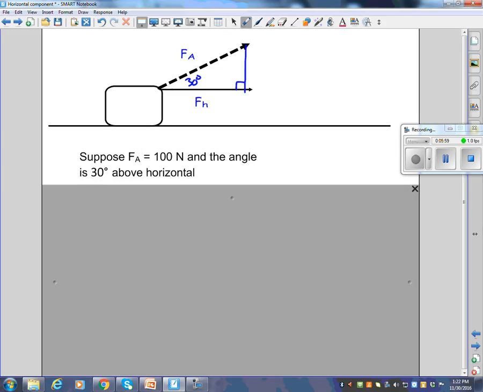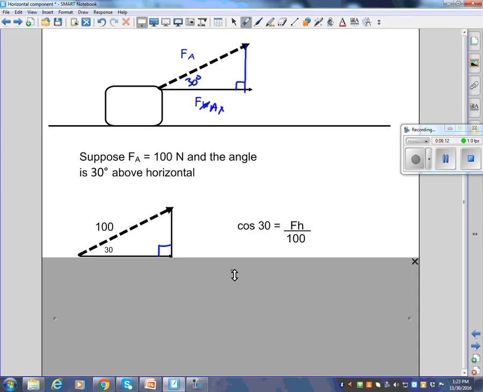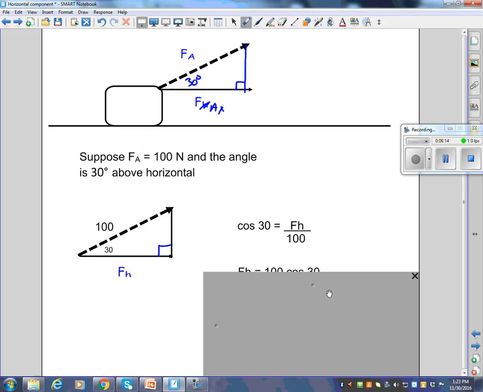You just pull the calculator out. Suppose FA is 100 and the angle is 30 degrees above the horizontal. So how do we find FH? Oh, I got FH again, don't I? FAX. How do I find it? Oh, there's my picture again. You're not going to redraw it, are you? No.